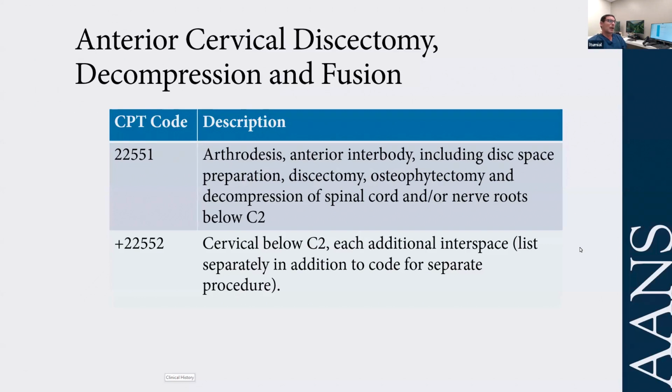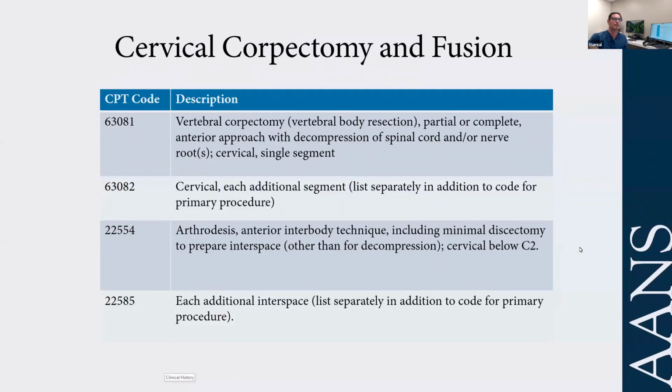So for your anterior cervical discectomy, you would use a 22551, and then for every additional level you do, that's the plus sign. When you see the plus sign in your CPT books, and your department should have access to a CPT book, when you become familiar with them, you'll notice that the plus sign means that it's an add-on code, because you cannot use the 22552 alone. Doesn't make any sense. You need the 22551 as the first code, and then as you do a 2-level, 3-level, you use the subsequent codes there.